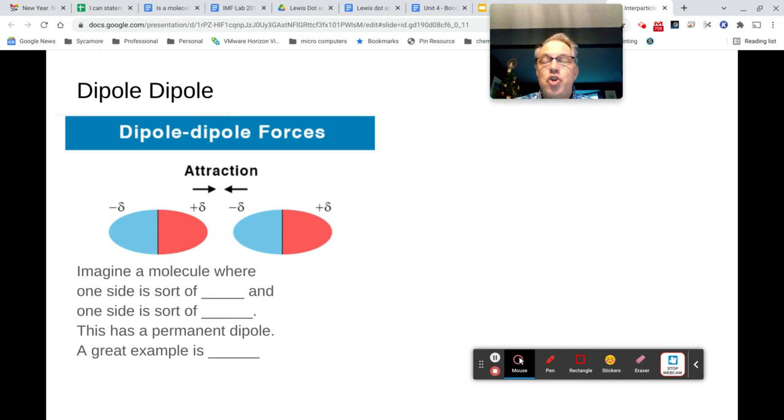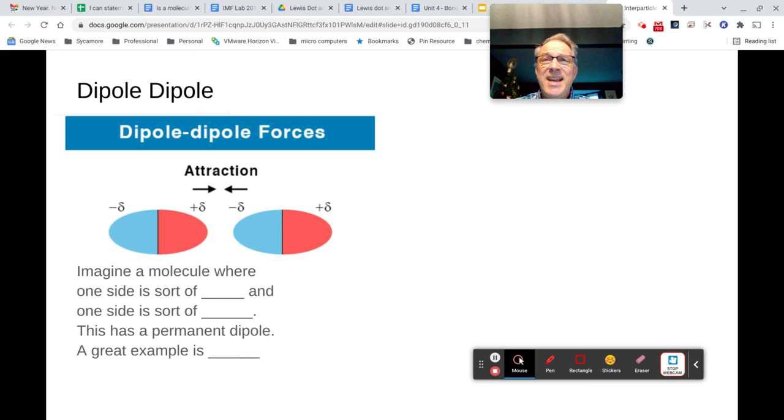A great example of a permanent dipole, and you can sketch this out real quick, is HCl, otherwise known as hydrochloric acid. If we do the Lewis dot structure, it definitely has the H and the Cl. In character, it would be polar or ionic, very close to that.